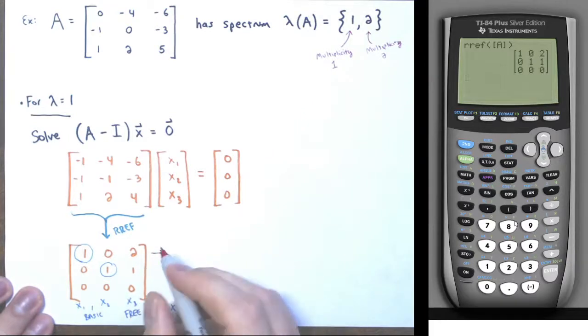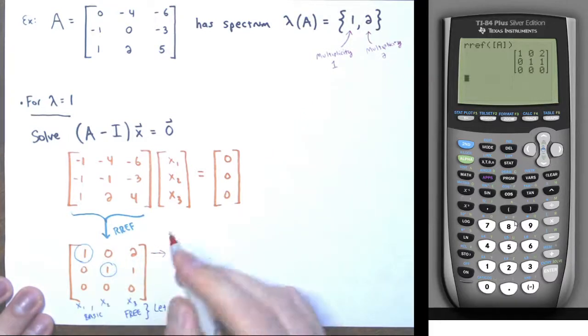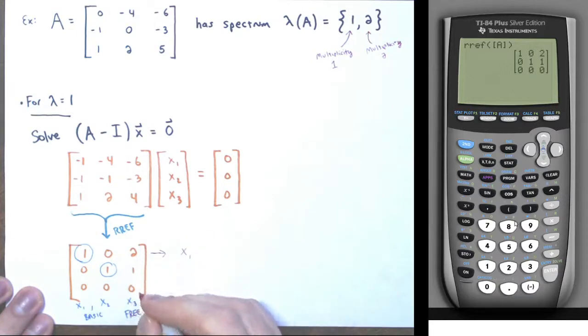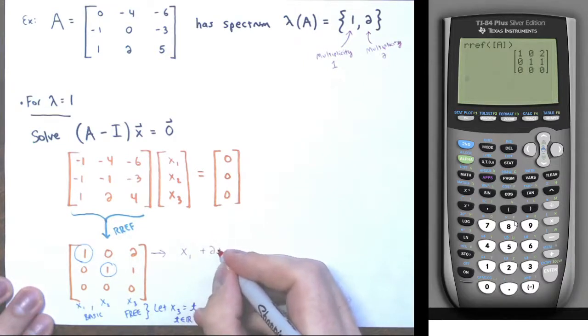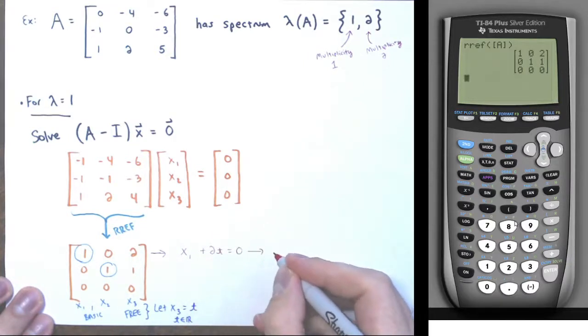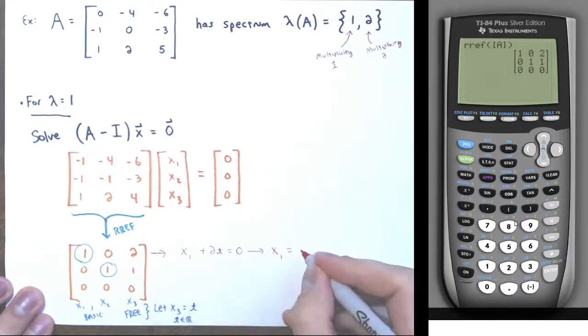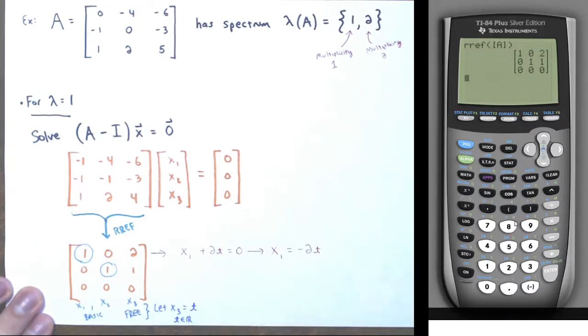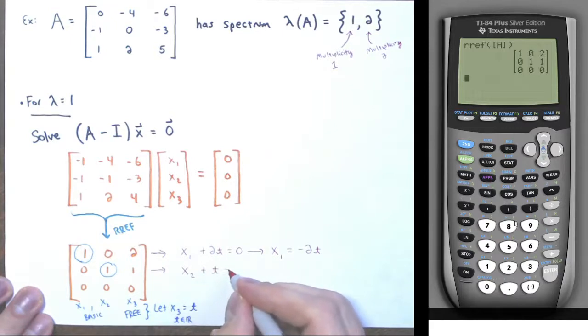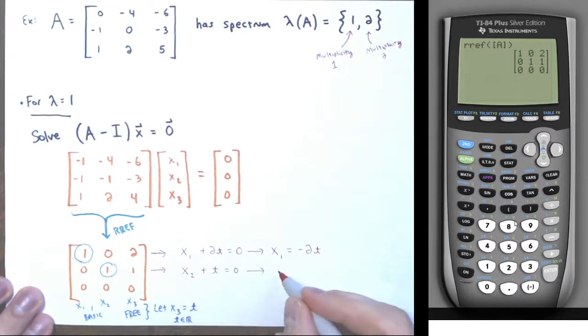That is a true statement. Alright, so from the first row, I'm seeing that x1 plus 2x3, no x2, 2x3, or 2t, must be equal to 0, telling me that x1 will be equal to negative 2 times t. And then the second row is no x1, 1x2, so x2 plus 1x3, so plus 1t equals 0. And then solving this for x2 gives me x2 equals negative 1t.